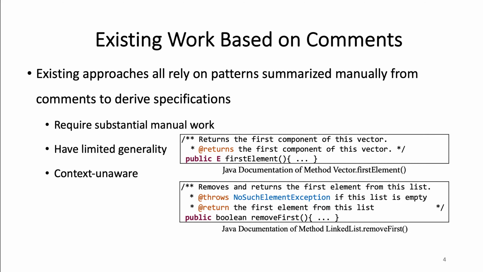For example, these two methods both have the comment "return the first component". The one at the top means the first component in the receiver object before or after executing the method, since this method execution doesn't change the receiver object. However, the one at the bottom means the first component in the receiver object before executing the method, since the method execution removes the first element in the receiver object.